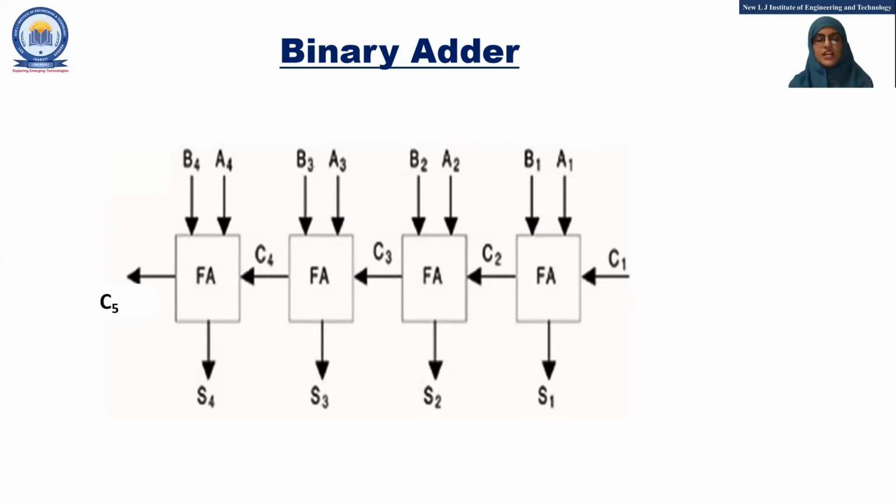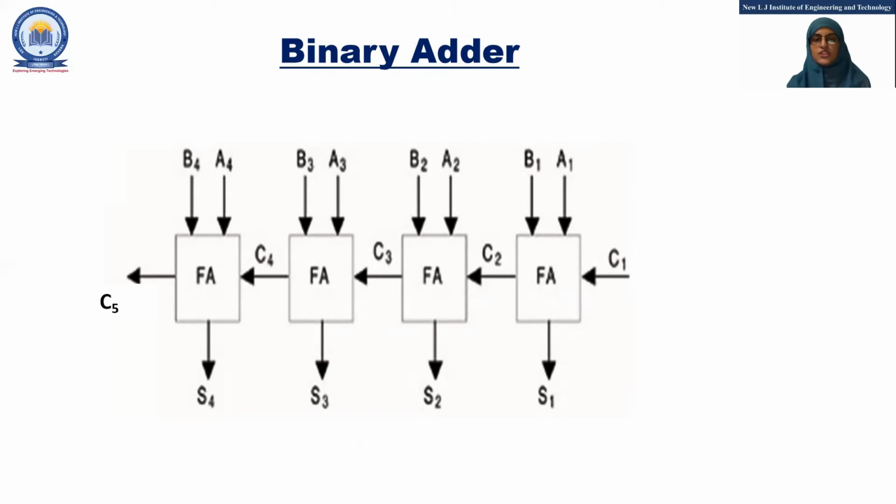Now C3 is input to the third full adder, and A3 and B3, which is the third bit of the numbers, will be the input to this third full adder. It will produce the output S3, which is sum 3, the third bit of the sum, and carry C4. Now this carry C4 will be the input to the fourth full adder, and A4 and B4 also will be the input to this full adder. Now this full adder will generate the sum S4, which is the fourth bit of the sum, and it will also generate the carry C5. We can say that C5 is the fifth bit of the sum.